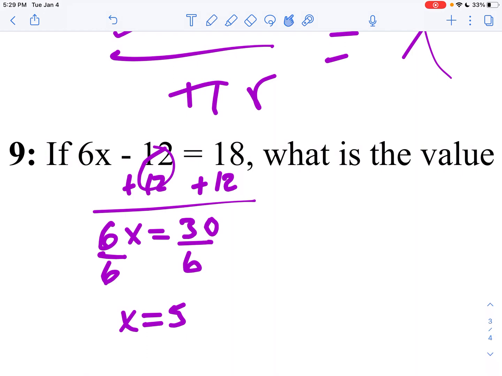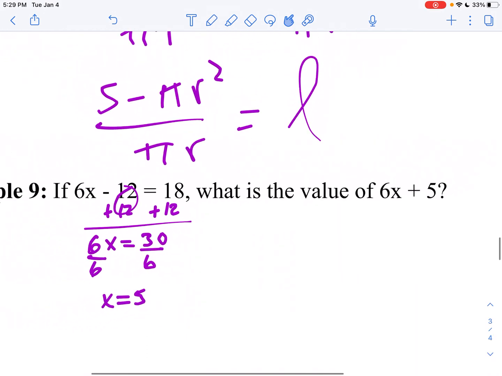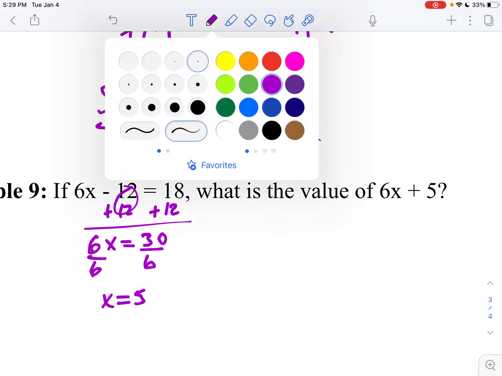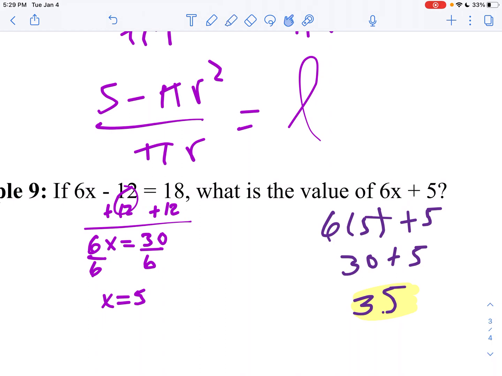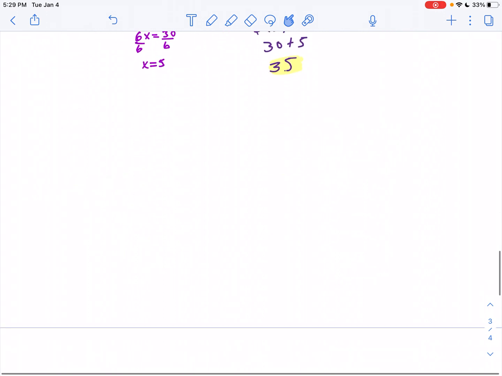Now, we're supposed to find the value of 6x plus 5. So I'm going to replace x with 5. So I'm going to say 6 times 5 plus 5. So that would be 30 plus 5, which would be 35. And there's our answer. So they want you to use one equation to find the value of a different expression. And that shows up in standardized tests a lot, so that's why it's part of your assignment today.